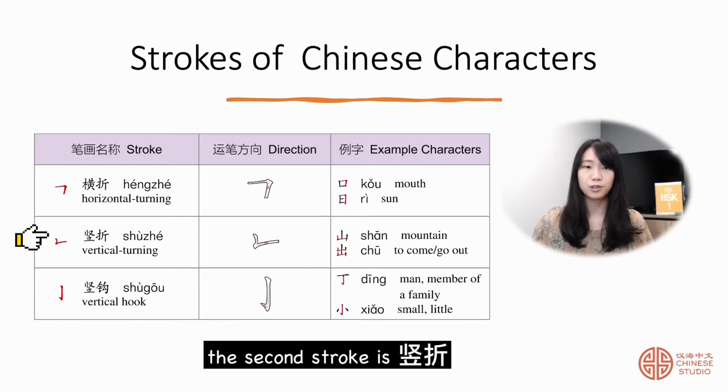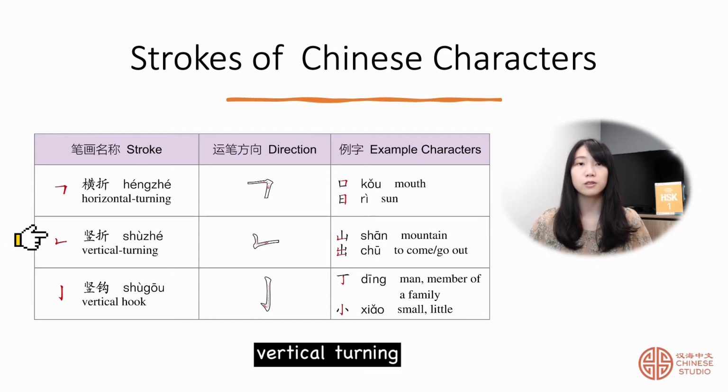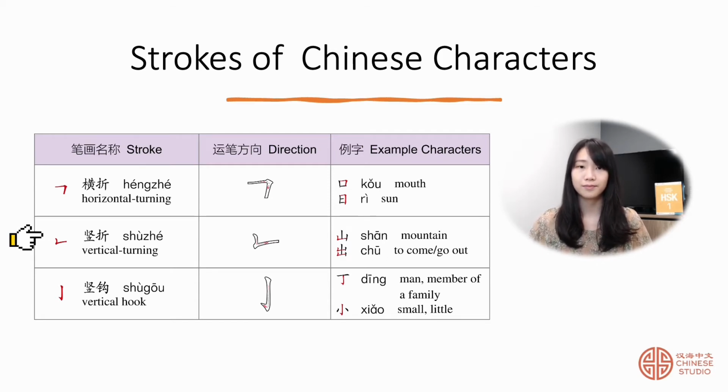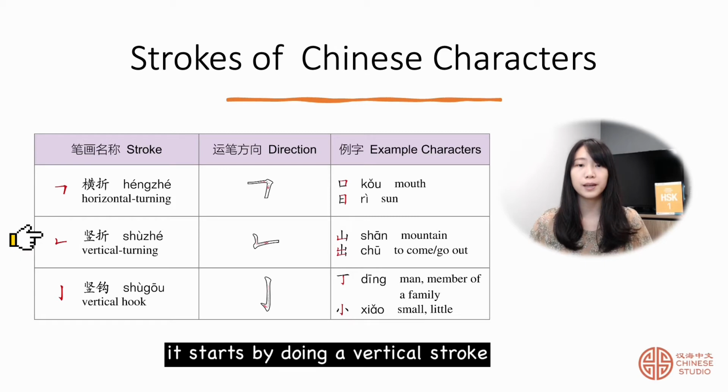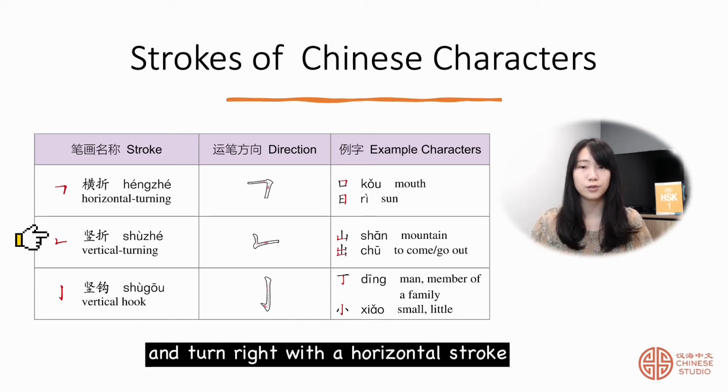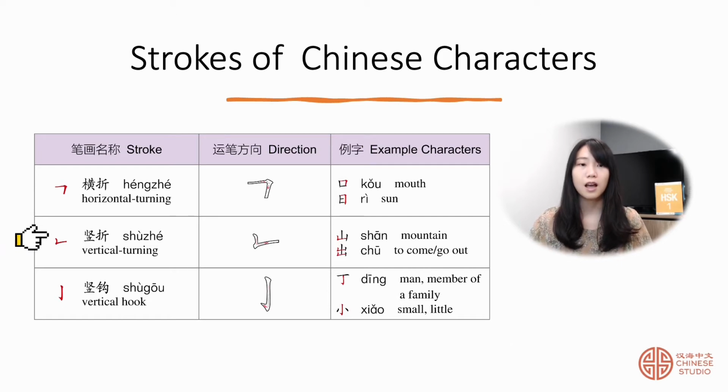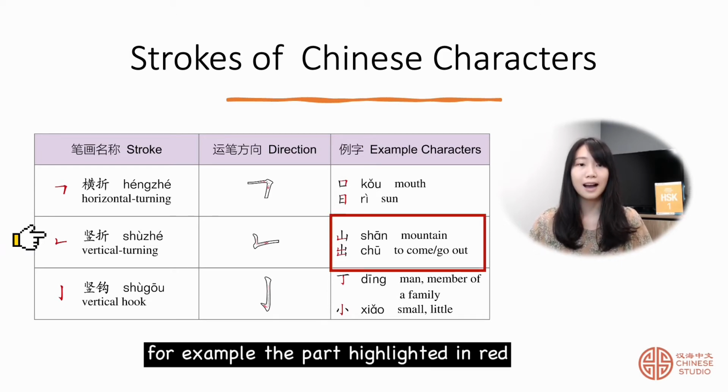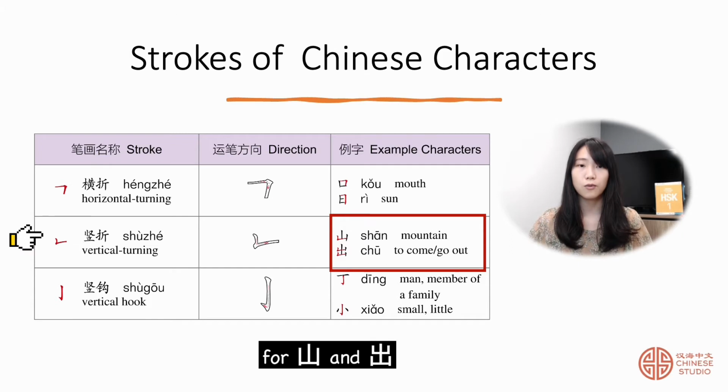The second stroke is 竖折, vertical turning. It starts by doing a vertical stroke and turn right with a horizontal stroke. For example, the part highlighted in red for 山 and 出.